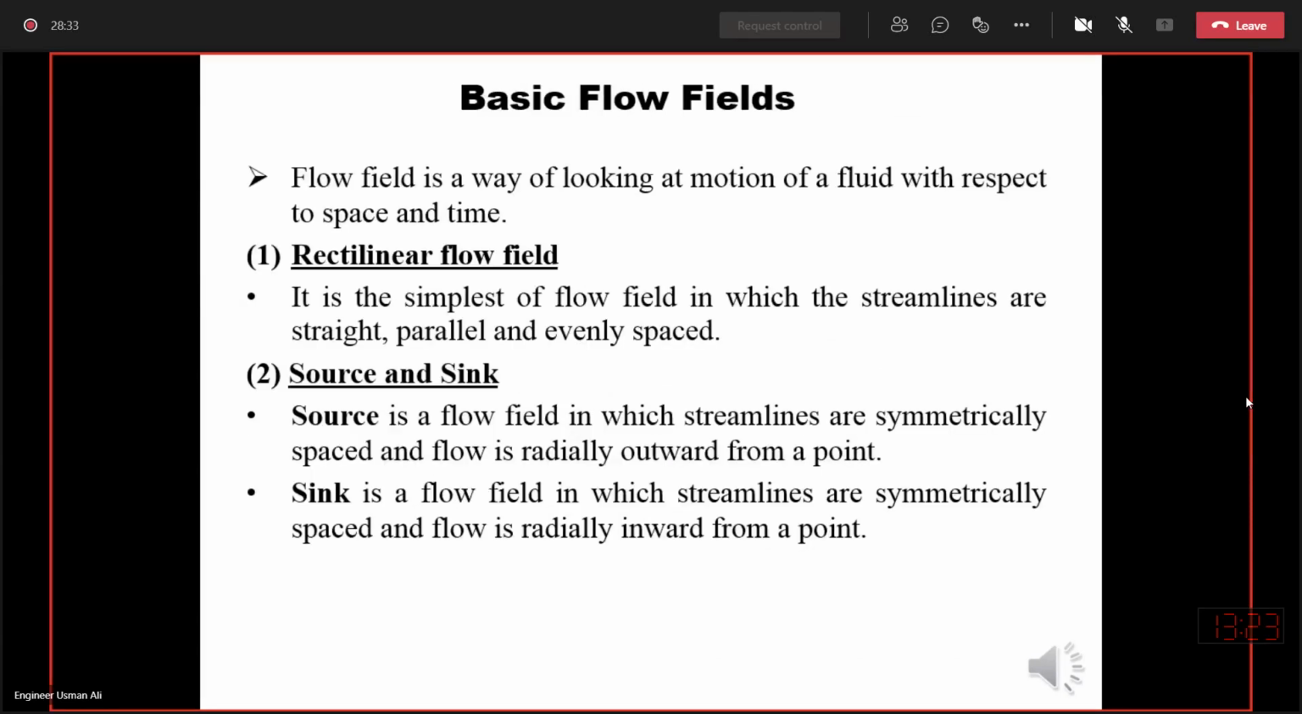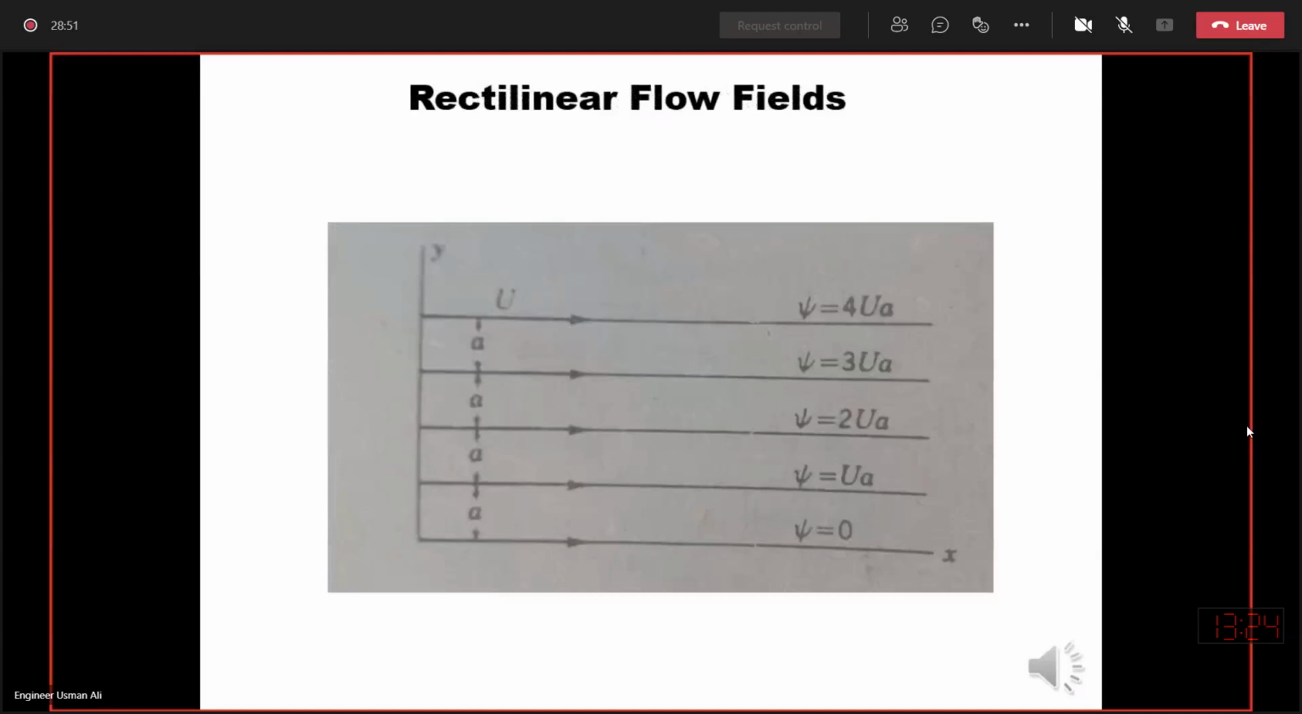We also discussed then the flow field. The flow field is the way to define a flow and the components of the flow, like the velocity of flow in space and time, how it is varying with respect to space and time, is defined in terms of the flow field. We have the rectilinear flow field, the simplest one. The flow lines are parallel, straight, and equidistant.